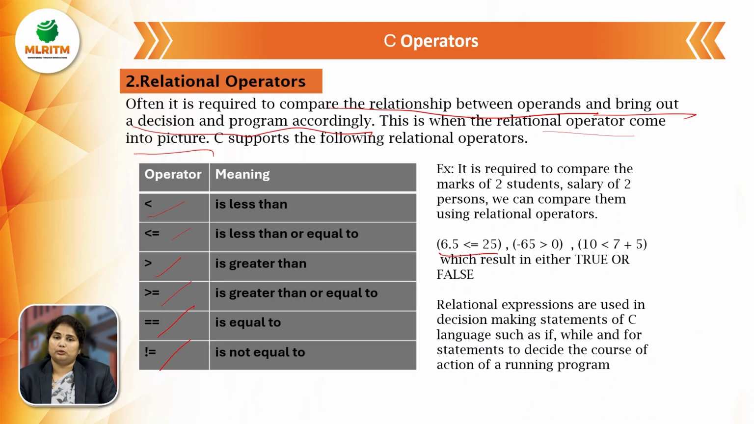6.5 is less than or equal to 25. Minus 65 is greater than 0. Here we can use an arithmetic expression. This is also a valid relational expression. When we use these relational operators between two operands, it is called a relational expression, which results in either true or false.